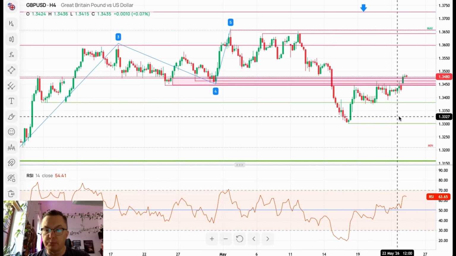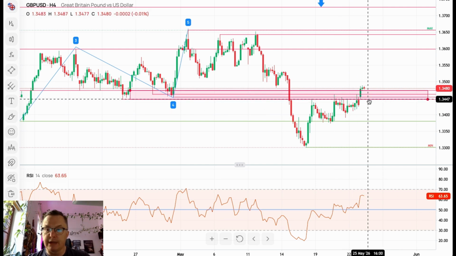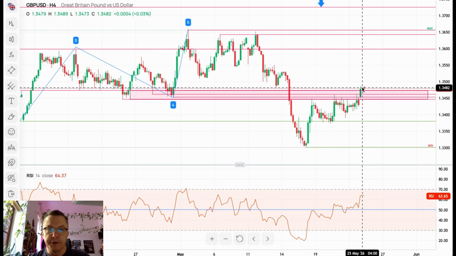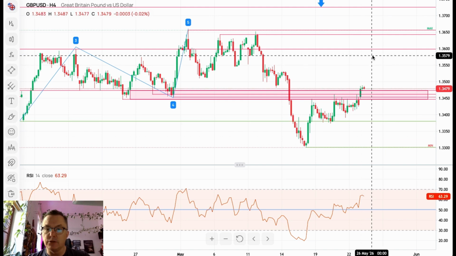The British pound broke above the supply zone on the 4-hour time frame chart. Local high 1.3489. The low was made at 1.3483, and now the market is ready to continue higher.